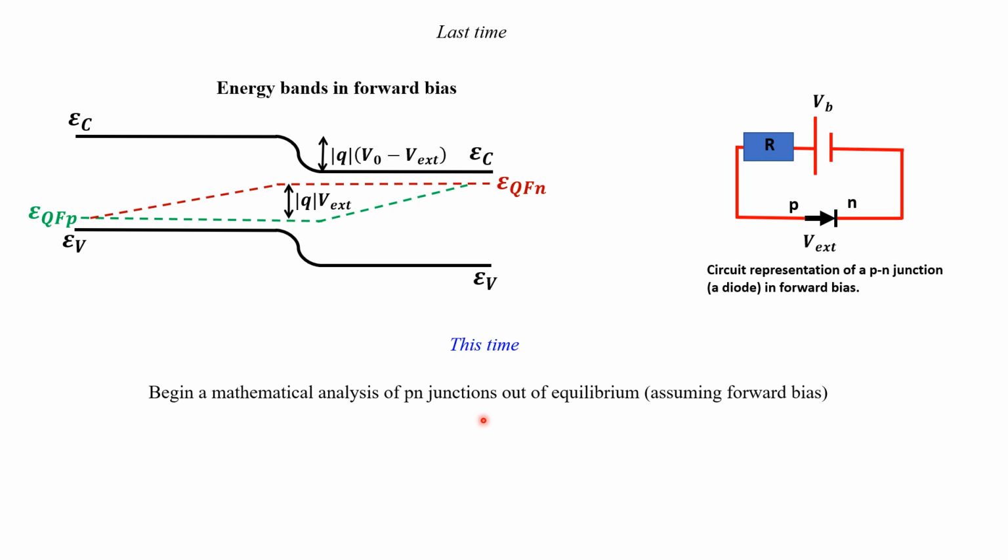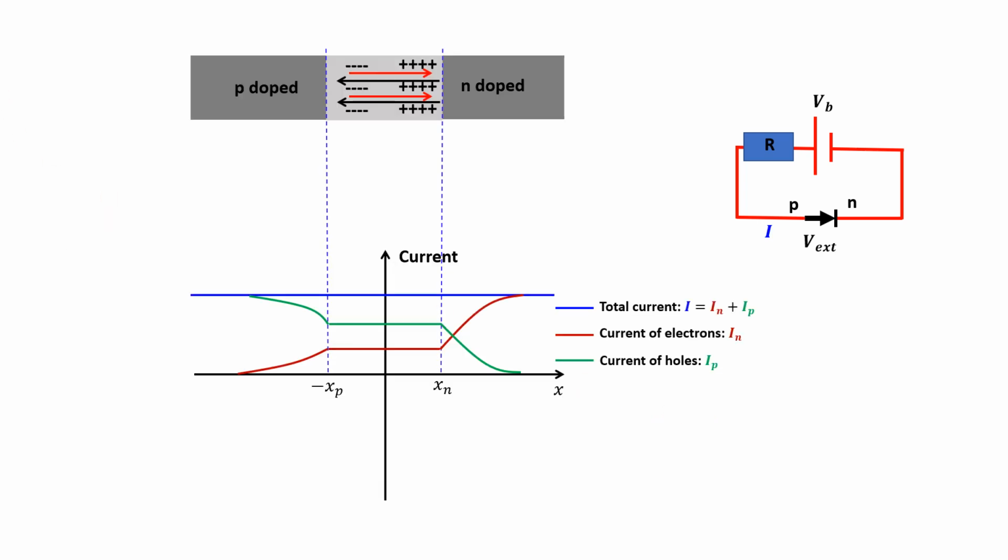And this analysis will lead to the famous Shockley equation, which describes the relationship between current and voltage in a p-n junction. And to do that, we're going to assume that we are in a forward bias condition, but the equation we're going to derive is valid for both forward and reverse bias, so we don't lose generality with this assumption. Let's begin by taking a look at some features of the current in a p-n junction.